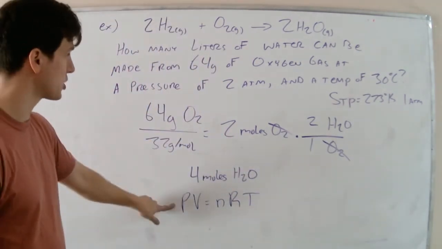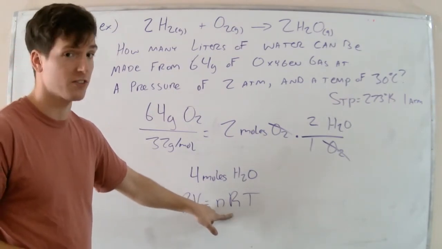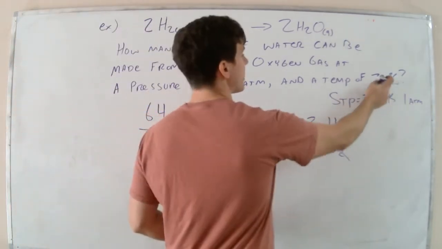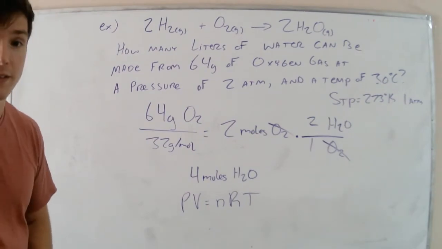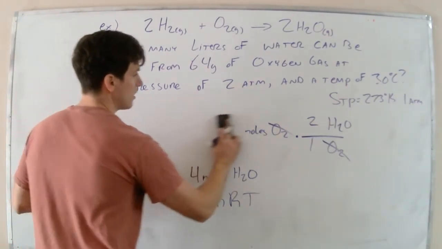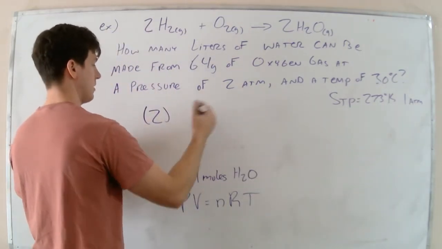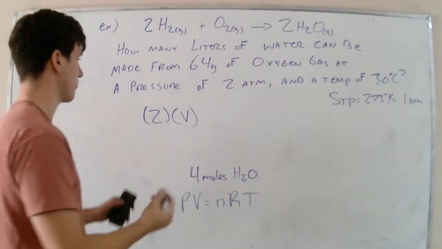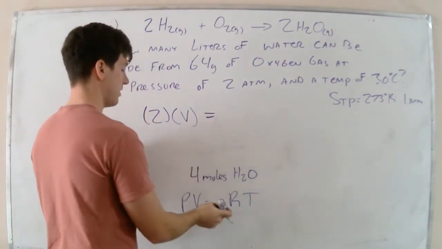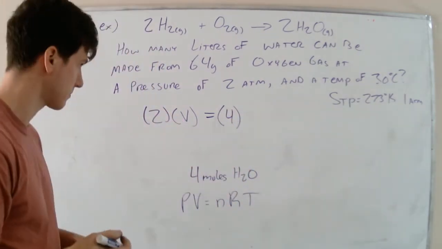We have pressure, we want volume, we just found moles, we know R because it's a constant, and we could always change 30 degrees Celsius to Kelvin. So let's do that. Pressure, like I said before, is 2 atm. Volume, we want liters, right? That's what volume is, so that's what we're looking for. n is moles, which is 4. We just found that using stoichiometry.